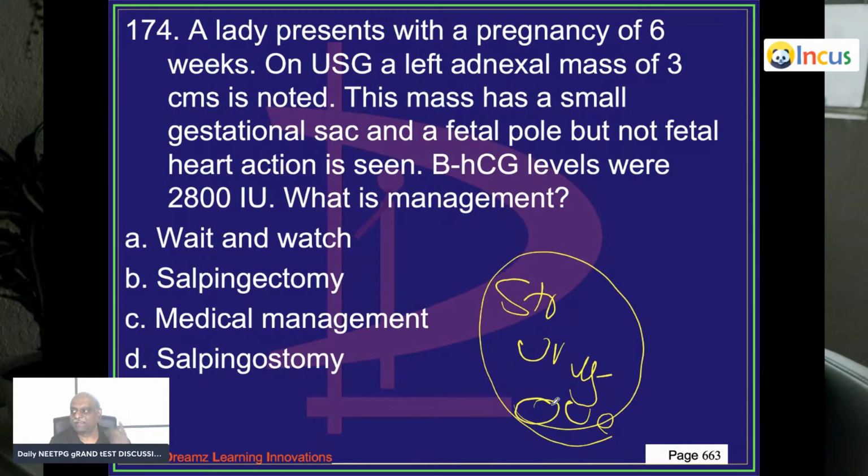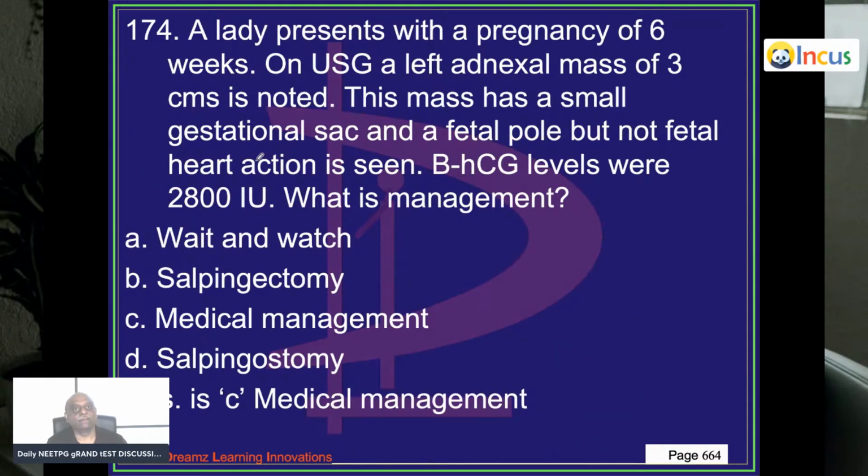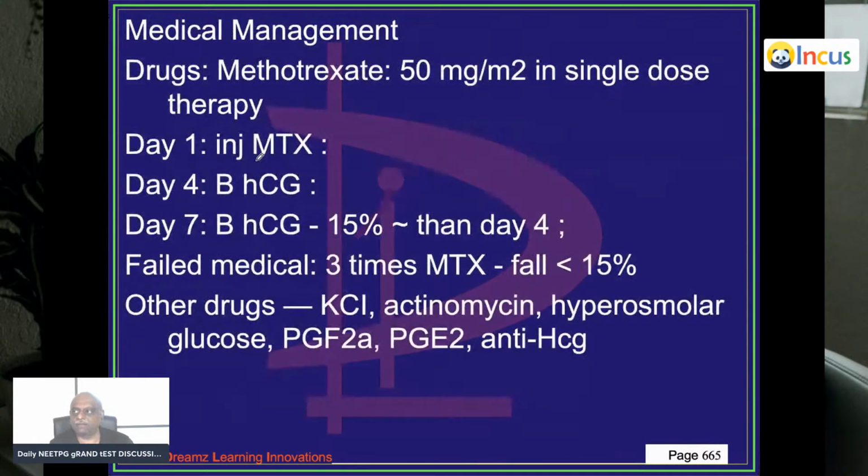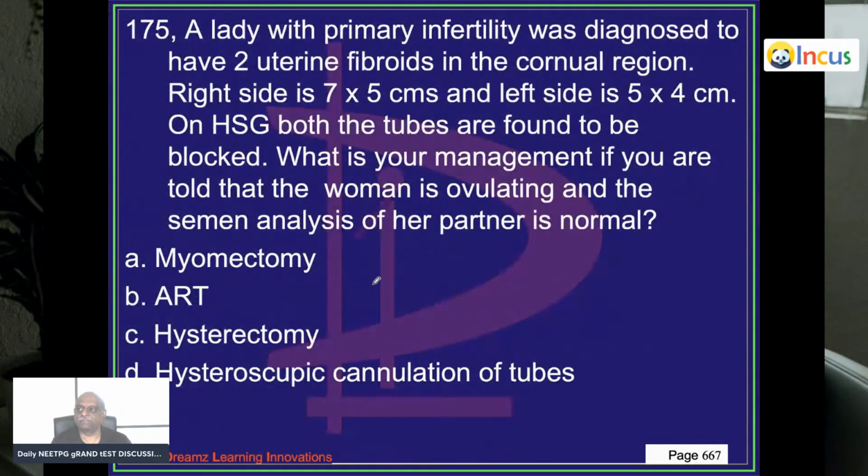Sure, short topic. This on ultrasound, left adnexal mass, beta HCG is 2800. Small gestational sac and fetal pole, but no fetal heart action is seen. Depending on the size of the mass, medical or surgical, medical management. So what do you use for medical management of ectopic? Methotrexate, day 1 injection methotrexate, day 4 beta HCG, 7th day beta HCG, right? Then when do you do surgical indications, contraindications, everything we discussed in our regular notes.